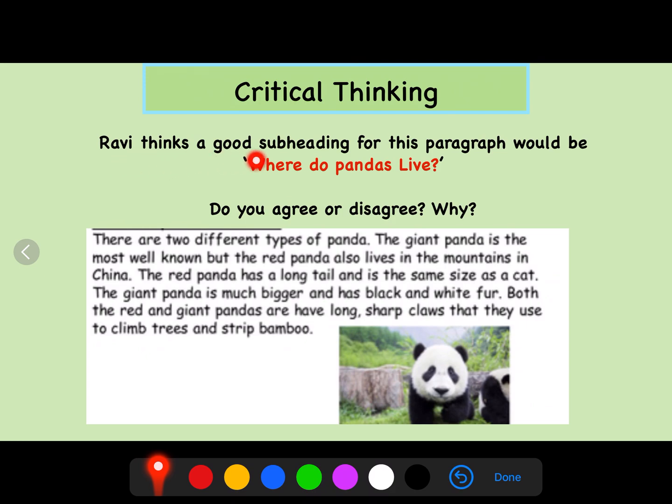Ravi thinks a good subheading, now remember a subheading is like a title that we get in our report, for this paragraph would be, where do pandas live? I want you to think about whether you agree or you disagree and why. So you will have to read this and think about whether or not where do pandas live would be a good subheading. You can write your answer underneath your work and explain why you agree or disagree.